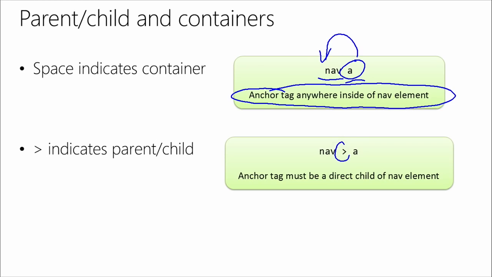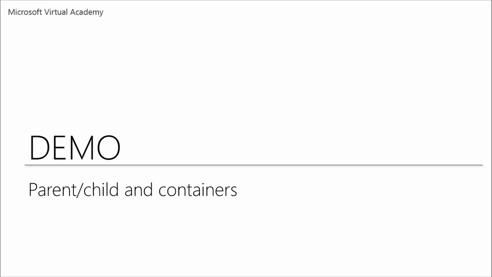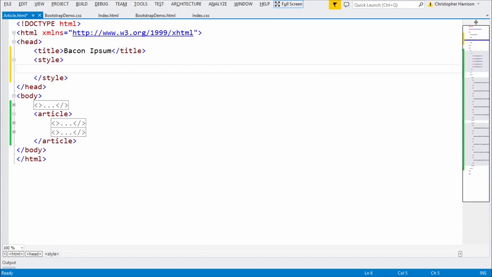If, however, I add in that little angle bracket, and it's subtle, but it makes a huge difference, then the anchor tag must be a direct child of, in this case, nav. I think the best way to do it is to see it. Let's get in and actually dig into it.